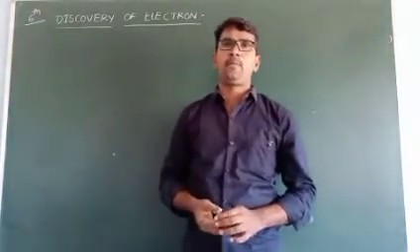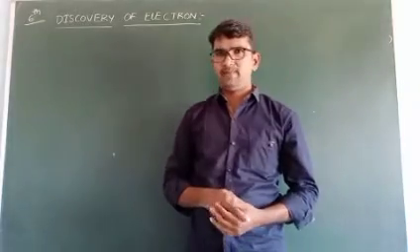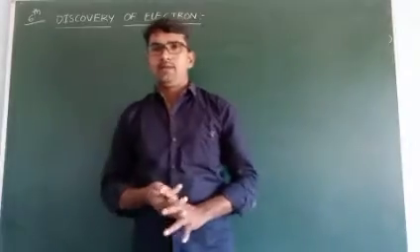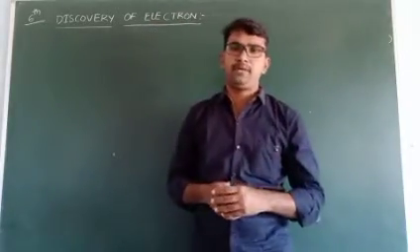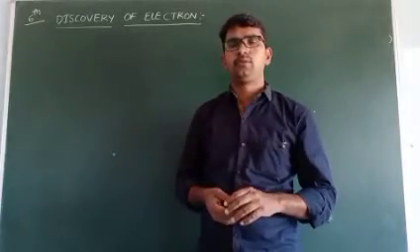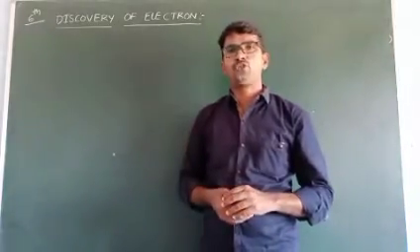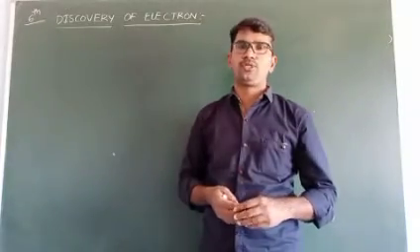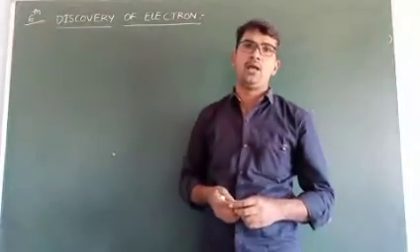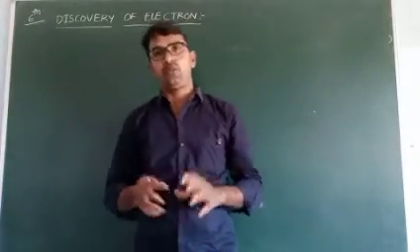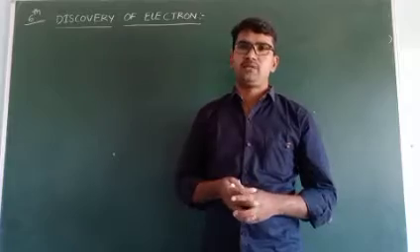Good evening, children. Today I will explain about the discovery of the electron. Actually, basic concepts are completed up to average isotopic mass: isotopes, isobars, isotones, isodiaphers, isosters, isoelectronic species, and average isotopic mass. Up to this one, basic concepts are completed.